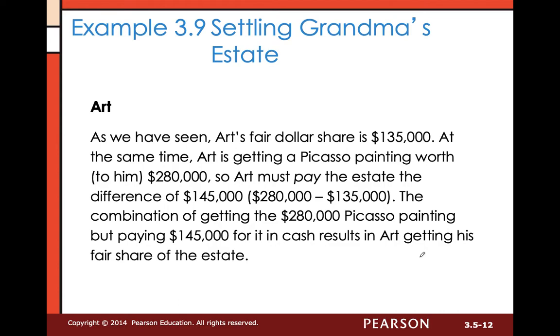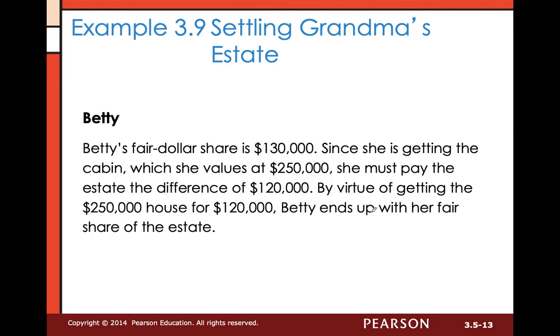For Art, we saw that Art's fair dollar share was $135,000. At the same time, he was getting a painting worth $280,000. So Art's going to have to pay the estate the difference of $145,000, which was taking the $280,000 minus the $135,000. So the combination of getting the $280,000 plus paying out the $145,000 now results in Art getting his fair share of the estate.